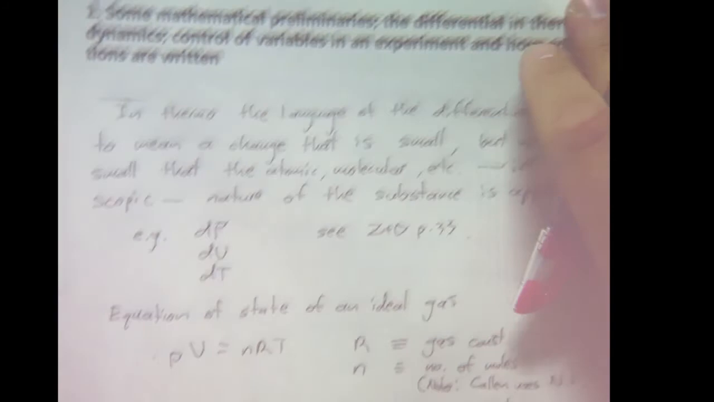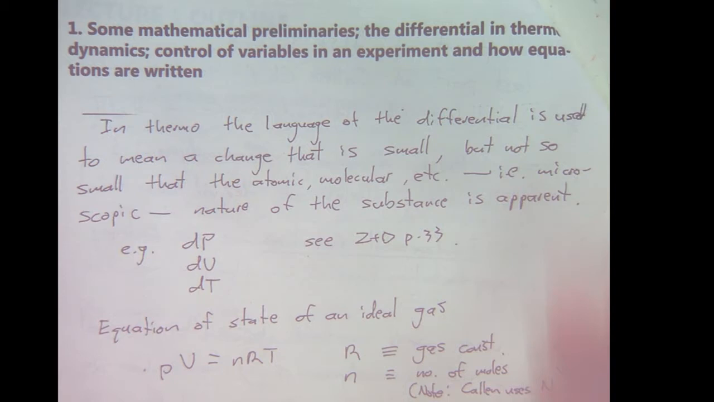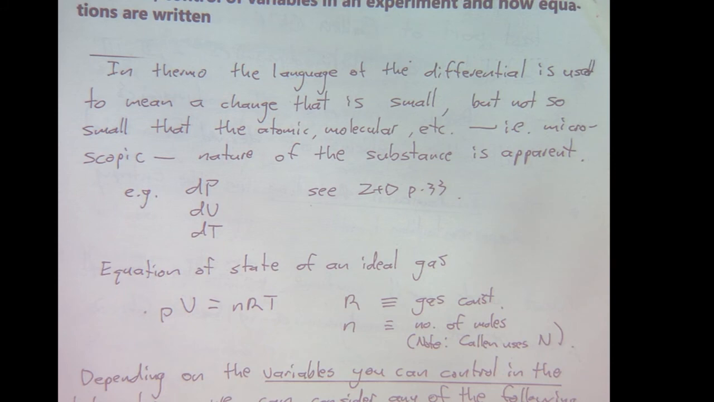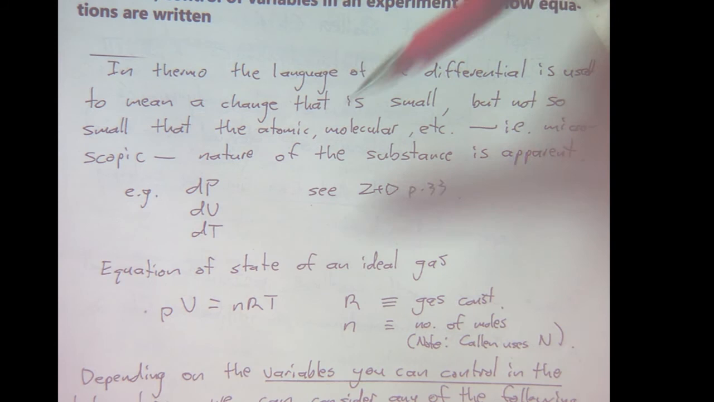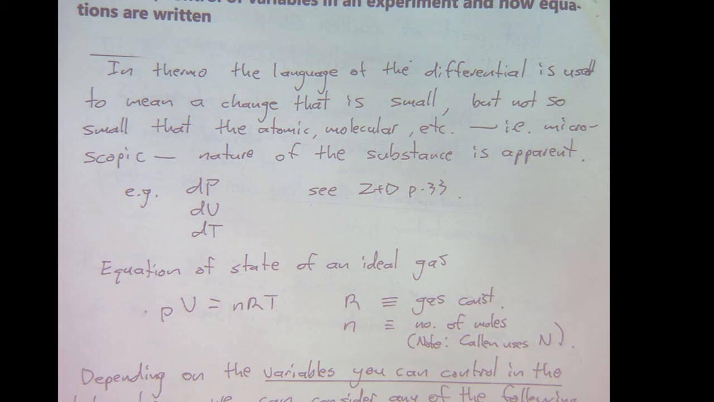So let's have a look at some mathematical preliminaries, and let's just see how thermodynamics is used. Well, first of all, thermodynamics uses the language of differential calculus. So you'll see things like dP, dV, dT all over the place. And what the differential means is that the change is small, but it's not too small. If it was too small, then something like dV would be smaller than a Planck length, or smaller than an atom, or smaller than a nucleus, which is complete nonsense as far as macroscopic objects are concerned.